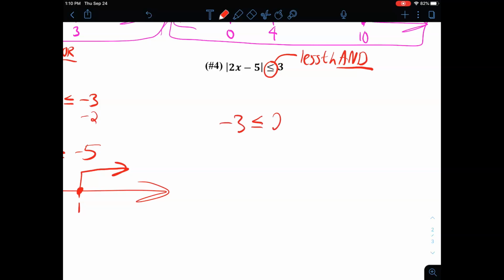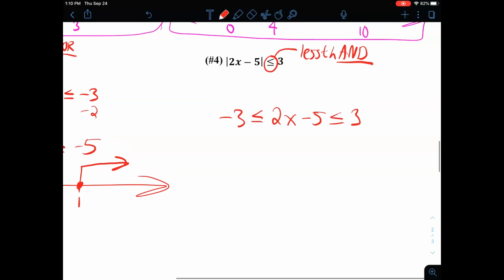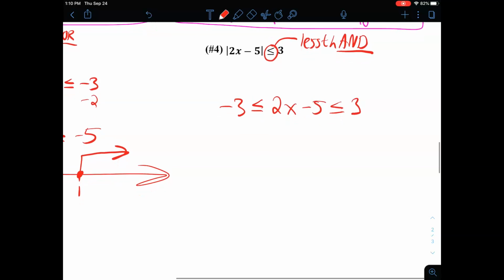Those are the numbers that are going to be 3 away from 0, right? So 2x minus 5 needs to be between negative 3 and 3 because those are the numbers that will be 3 away from 0 or less. Okay, now we got to solve this. How do we do that?